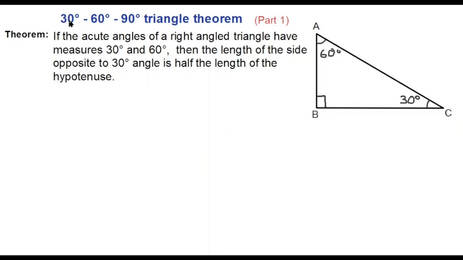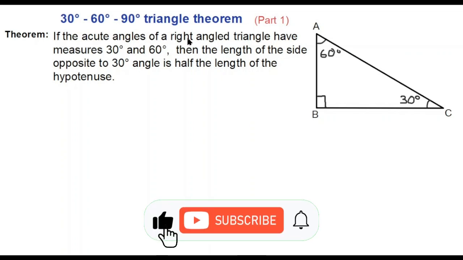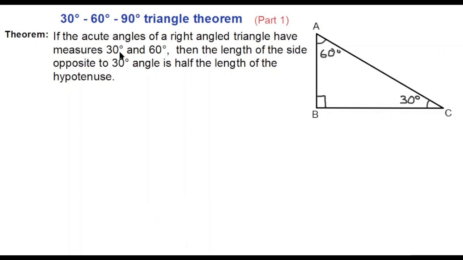If in the exam it is asked to prove the 30 60 90 triangle theorem, then you will have to remember the statement also. So look at the statement of the theorem. If the acute angles of a right angled triangle have measures 30 degrees and 60 degrees, then the side opposite to the 30 degree angle is half the length of its hypotenuse.